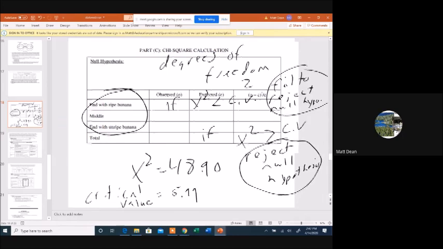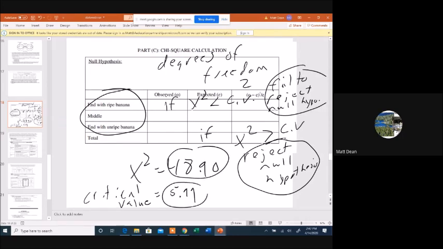In our case, our chi-square is much bigger than our critical value. We're going to reject the null hypothesis, and that's essentially telling us that we've got some evidence that the presence of the bananas do affect where the flies locate themselves. So let's go back to the question for a second.